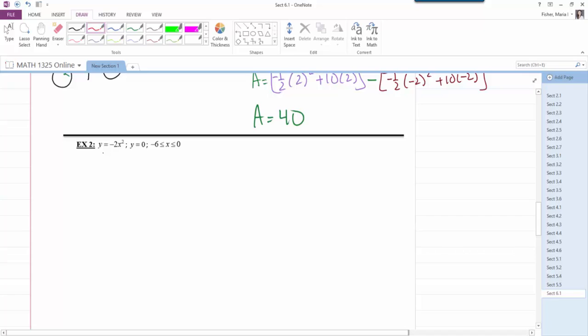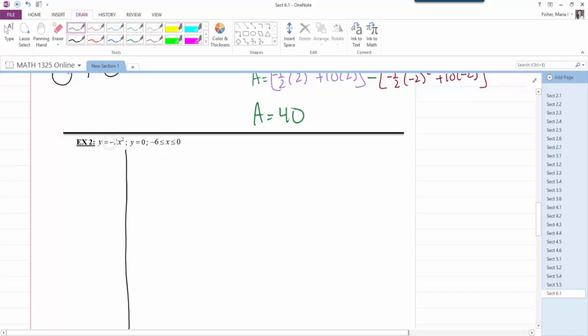We want to find the area bounded by the graphs of y equals negative 2x squared, y equals 0, between negative 6 and 0. So let's go ahead and graph this. I know that this is going to be a quadratic that opens down, and if you plug in negative 6 in place of x, you'd have negative 2 times negative 6 squared, or negative 72, so you know you're going to be going pretty negative on this graph.